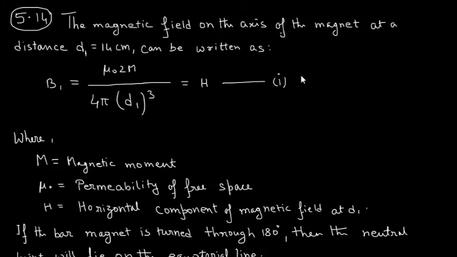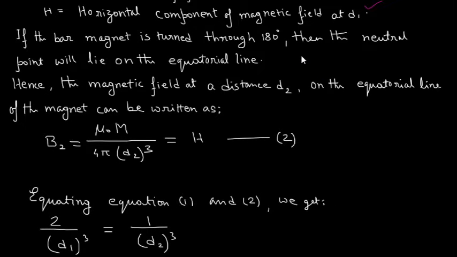The magnetic field on the axis of the magnet at the distance d1 equal to 14 centimeter can be written as B1 is equal to mu naught 2m upon 4 pi d1 whole cube is equal to H, equation number 1, where m is equal to magnetic moment, mu naught is equal to permittivity of free space, H is equal to horizontal component of magnetic field at d1. So if the bar magnet is turned through 180 degree, then the neutral point will lie on the equatorial line.